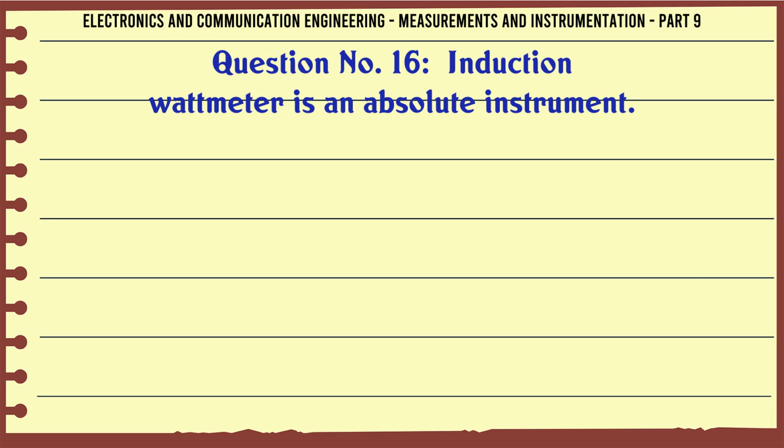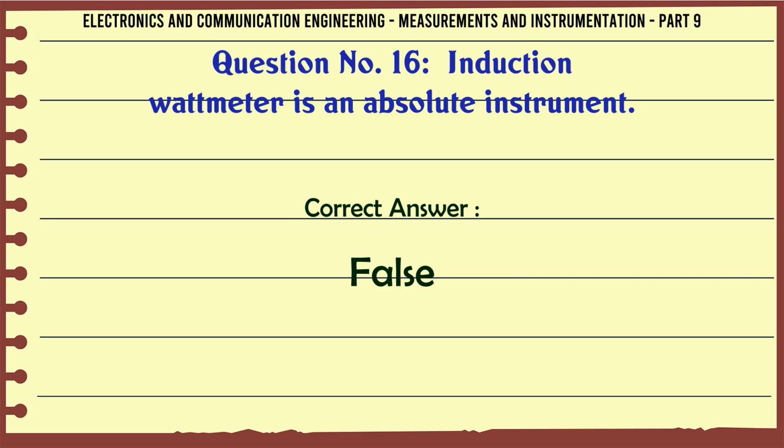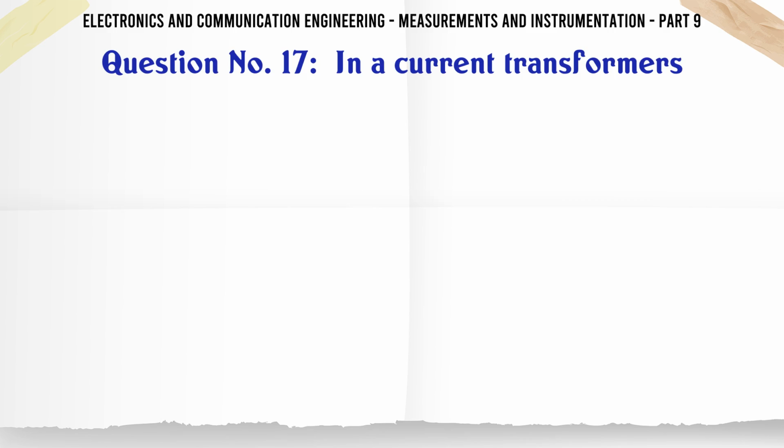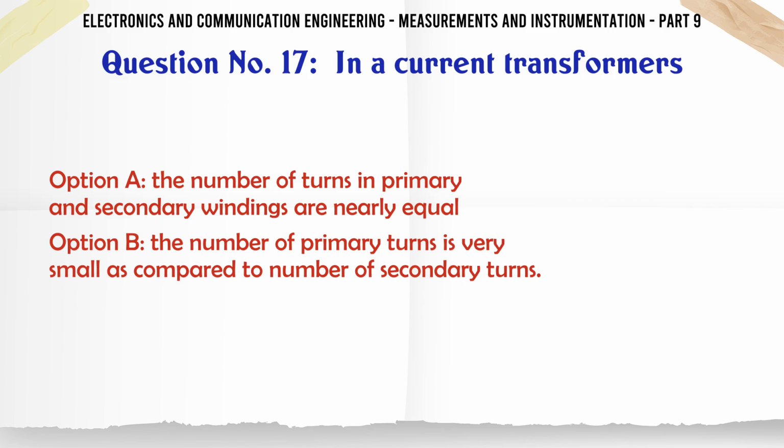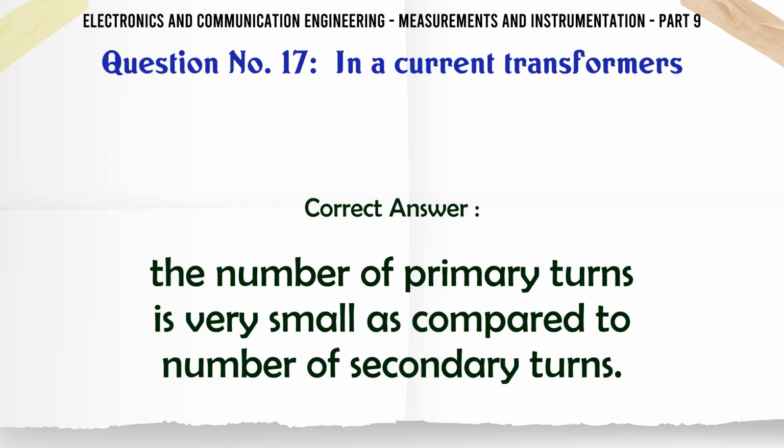Induction wattmeter is an absolute instrument. A, true; B, false. The correct answer is false. In a current transformer: A, the number of turns in primary and secondary windings are nearly equal; B, the number of primary turns is very small as compared to the number of secondary turns; C, the number of secondary turns is very small as compared to the number of primary turns; D, either A or C. The correct answer is the number of primary turns is very small as compared to the number of secondary turns.